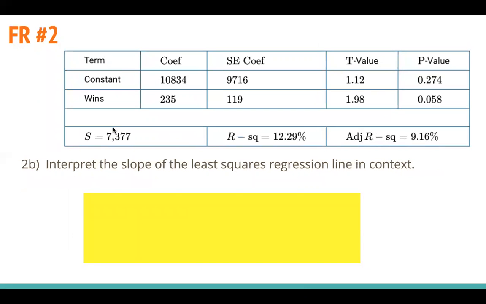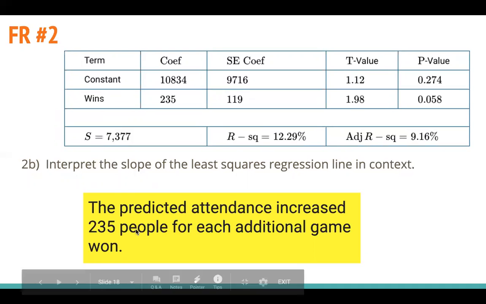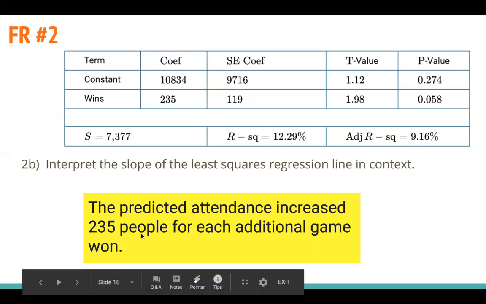Okay, now it asks us to interpret the slope. So the slope: the predicted attendance increased 235 people for each additional game won. It's the predicted change in y for each unit of x.